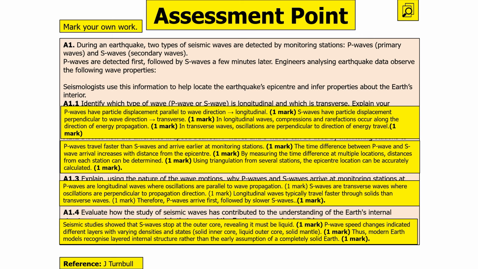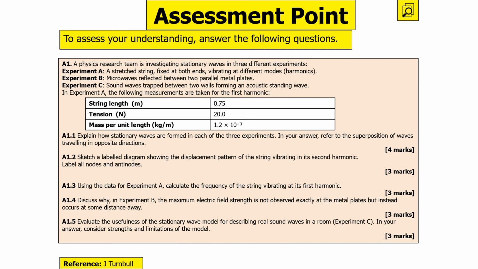Now, a physics research team is investigating stationary waves in 3 different experiments. Experiment A, a stretched string fixed at both ends vibrating in different modes. Experiment B, microwaves reflected between 2 parallel metal plates. Experiment C, sound waves trapped between 2 walls forming an acoustic standing wave. In experiment A, the following measurements are taken for the first harmonic. Explain how stationary waves are formed in each of the 3 experiments. In your answer, refer to the superposition of waves travelling in opposite directions.